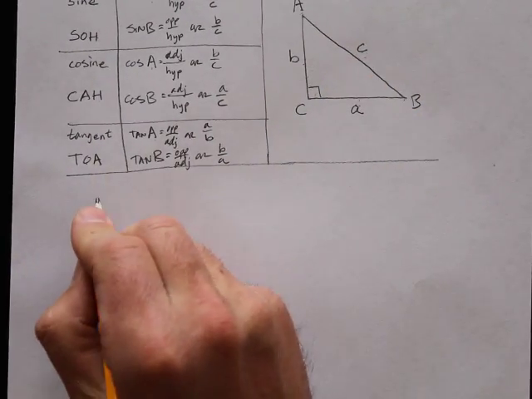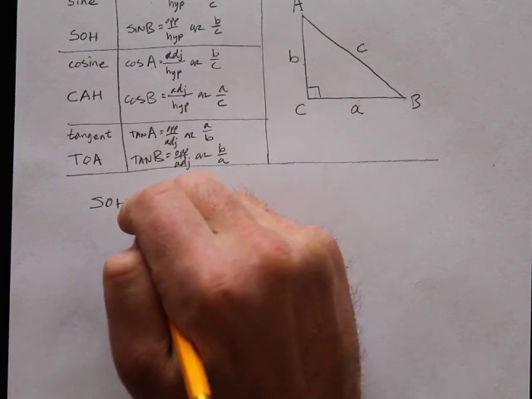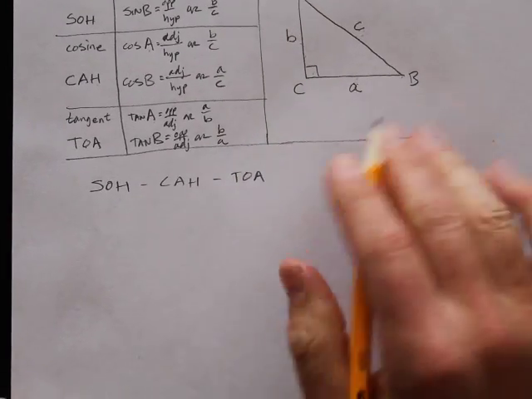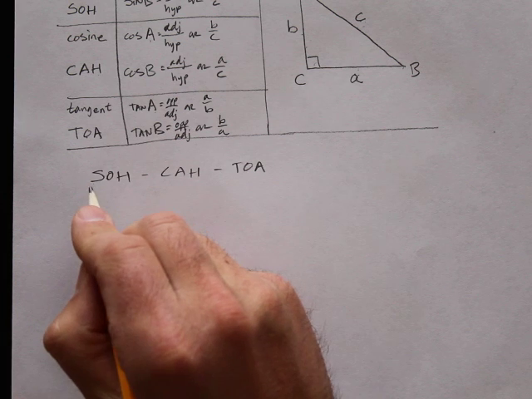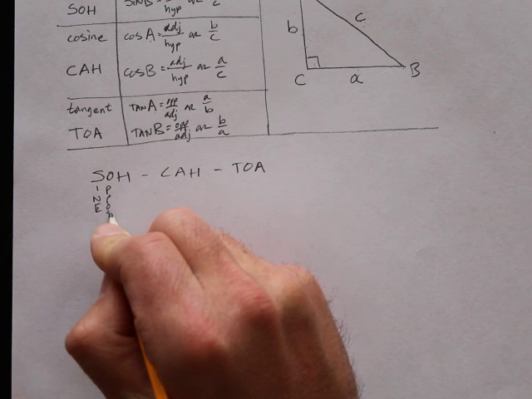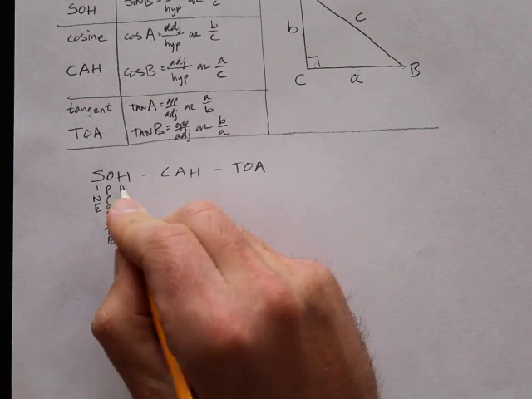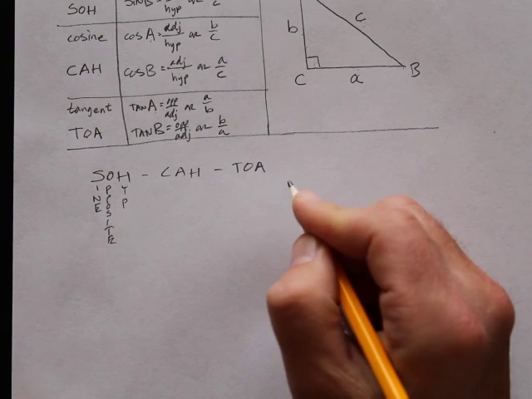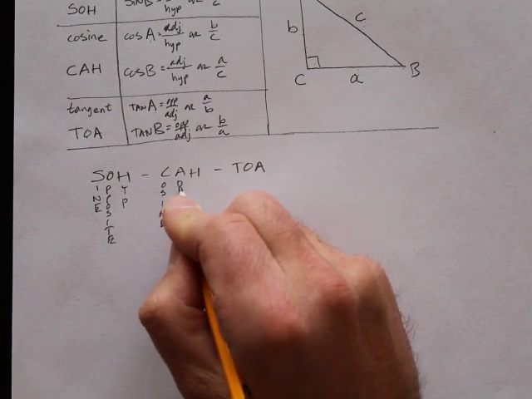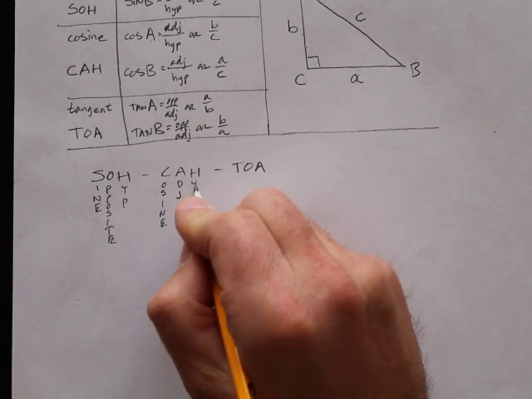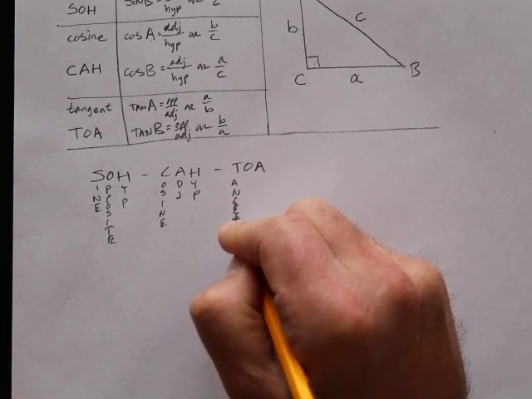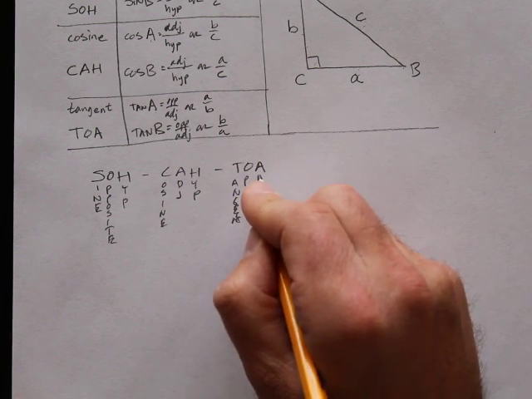So let's write SOHCAHTOA again. Notice how many times I'm writing SOHCAHTOA over and over again, all over the place. Maybe that's important. So S is sine, O is opposite, H is hypotenuse, cosine, adjacent over hypotenuse, tangent, opposite over adjacent.